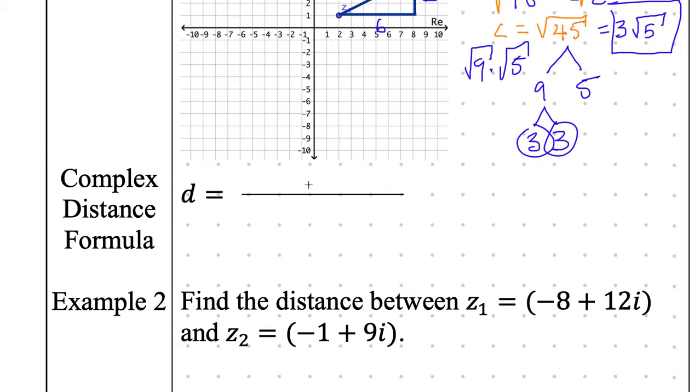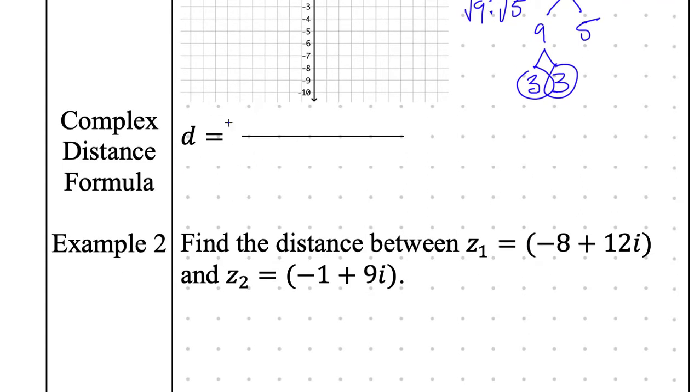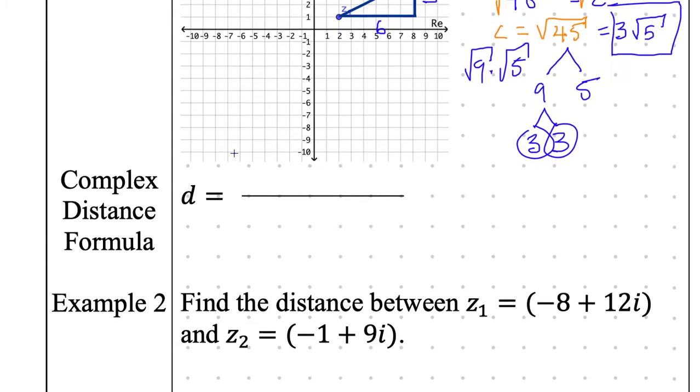We need to somehow come up with a formula. How are we going to do that? So let's play with example 2 and then come back here to the formula and see if we can somehow create our own formula in Precalculus. How are we going to do that? What were we really doing?